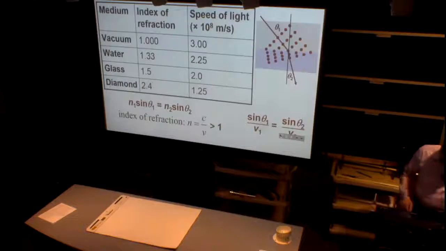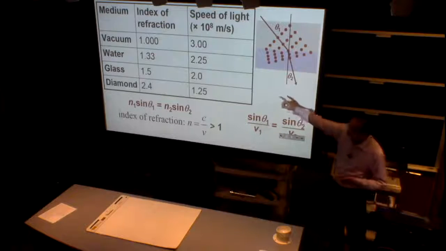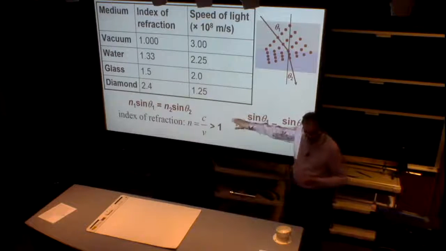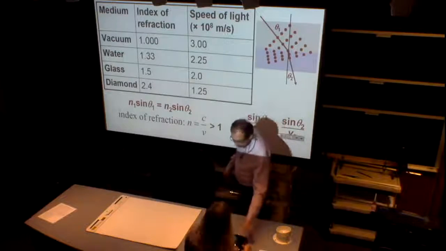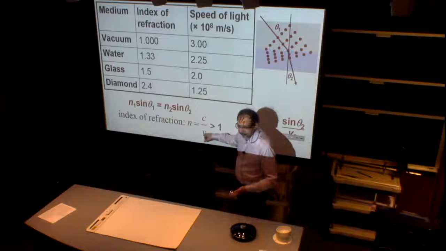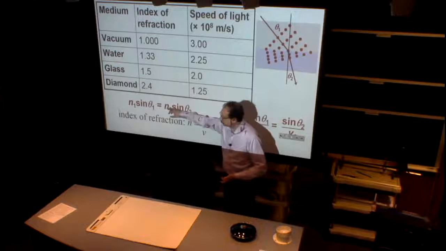And these are samples of some indices: vacuum or air, and water. And this equation is so amazing. Because basically, with a laser pointer and a protractor, we can measure how fast light is traveling in water or in glass. We just have to measure the index of refraction first using this law.